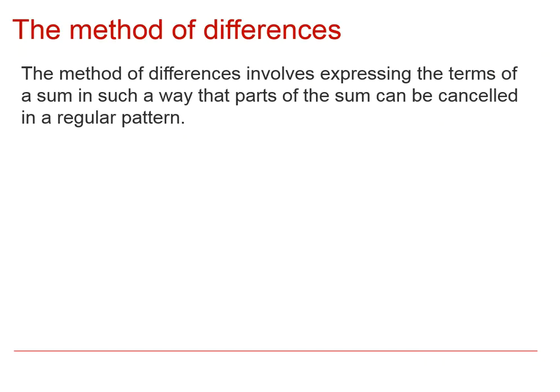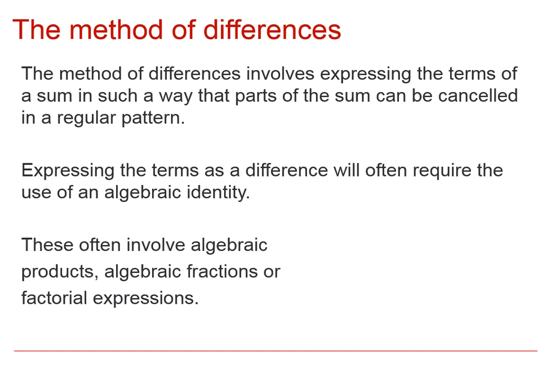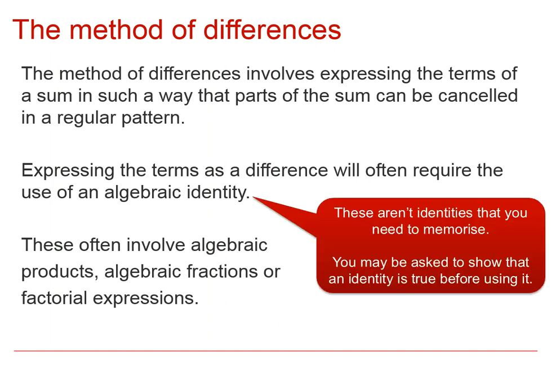So the method of differences involves expressing the terms of a sum in such a way that the parts of the sum can be cancelled in a regular pattern. As we go through the examples, you'll see how easy this becomes, but it's really important that you set your answers out correctly. When we express the terms as a difference, this often requires the use of an algebraic identity, and these often involve algebraic products, fractions, or factorial expressions. The identities aren't ones that you need to memorize, but you may be asked to show that an identity is true before using it.